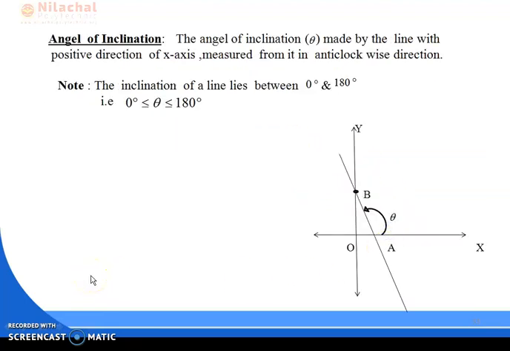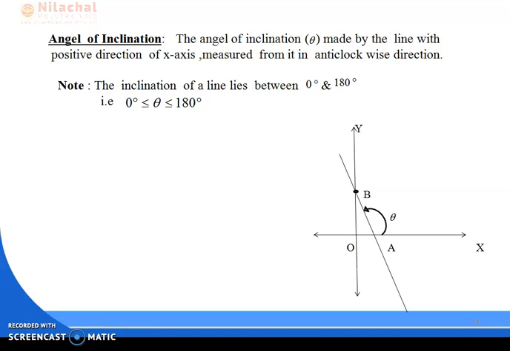Let's see, then angle of inclination. What do you mean by angle of inclination? Angle of inclination is itself an angle. What is the difference between a general angle and the angle of inclination? Angle of inclination, symbol theta, is made by the line with the positive direction of x-axis and measured from it in anti-clockwise. Positive direction means anti-clockwise, from which axis we measure, from x-axis to the line anti-clockwise. Also you can say the positive direction of x-axis.